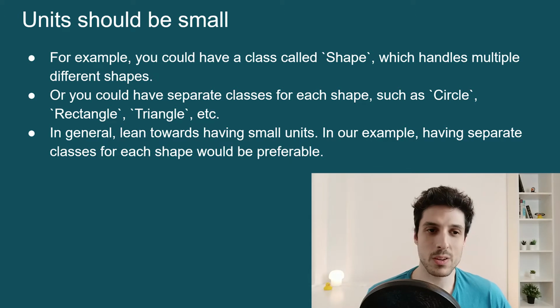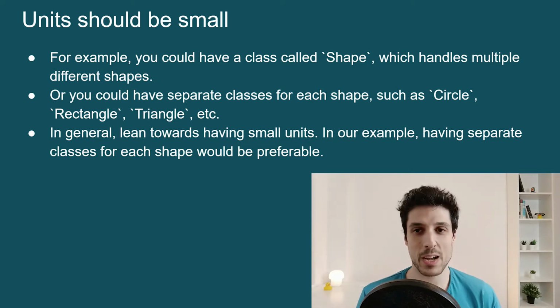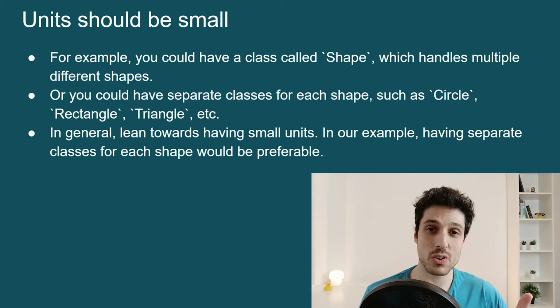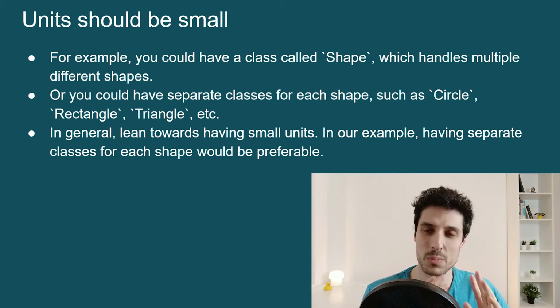So as an example, instead of having a massive class called shape, which we'll see in the next slide, that handles a lot of different shapes, circles, rectangles, triangles, and whatnot, we don't want that. What we would prefer is to have a separate class for each shape. So for example, we would have a class for circle, a class for rectangle, and so on. That's generally what we want in programming. We want small units and we want concerns separated.